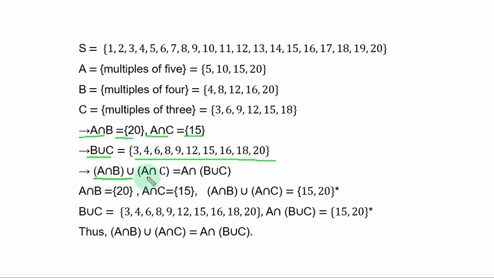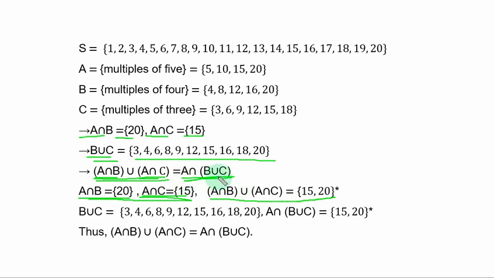We are to show that this expression is equal to this expression. Bracket open, A intersection B, bracket close, union, bracket open, the intersection of A and C, equal to A intersection, the union of B and C in bracket. You have to start with the first side, and that side you have to consider the first set, the intersection of A and B, that is 20, the intersection of A and C, 15. You get the union of these two sets and you have these results.